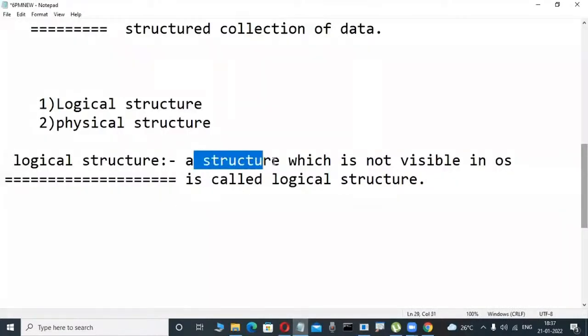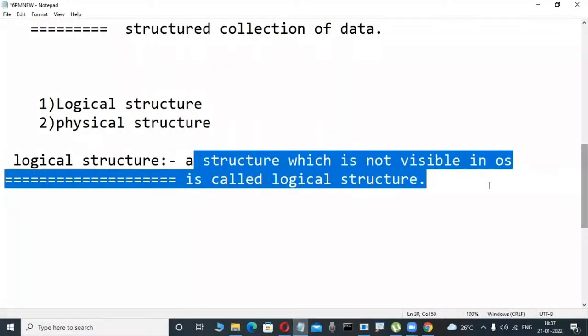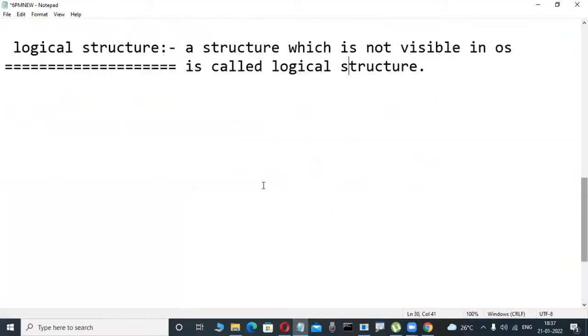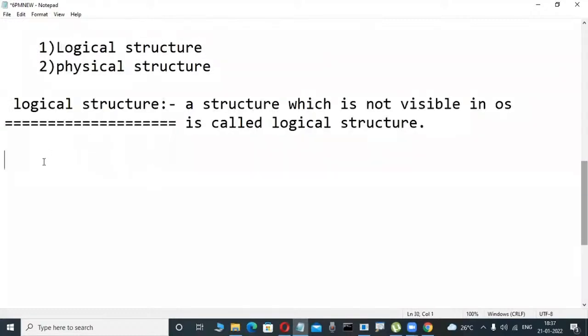That's why a structure which is not visible in the operating system is called a logical structure. But in this logical structure only, developers are working. Suppose I'm a PL/SQL developer, you are a SQL developer, Java developers, .NET developers, Python developers, ETL developers. These all persons are working in a logical structure.